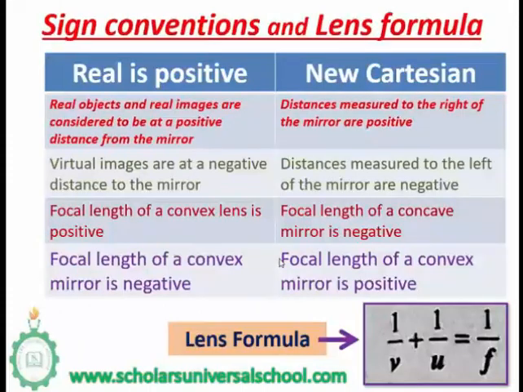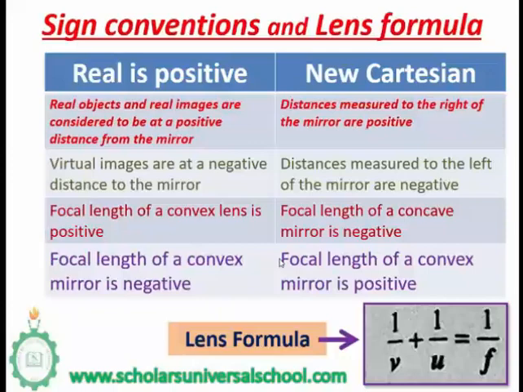So moving on, we also have sign convention for lenses, but it's slightly different from that of mirrors. You also have two types: real is positive and new Cartesian. For real is positive, real objects and real images are considered to be at a positive distance from the mirror. Sorry, the mirror here means the lens. Real objects and real images are considered to be at a positive distance from the lens. Virtual images are at a negative distance to the lens.